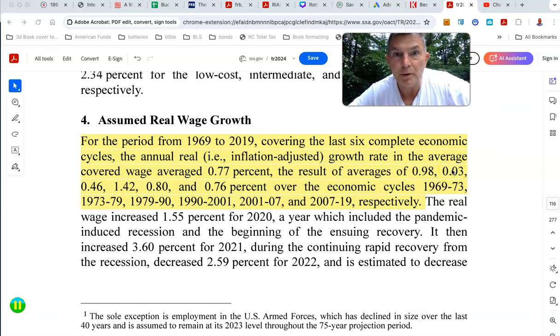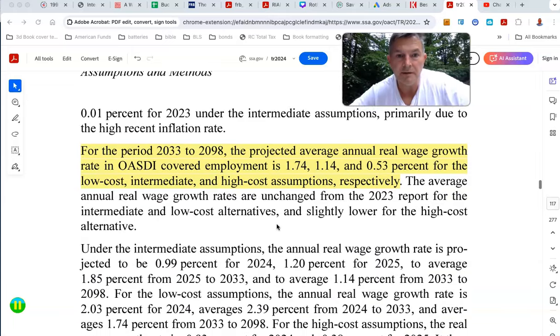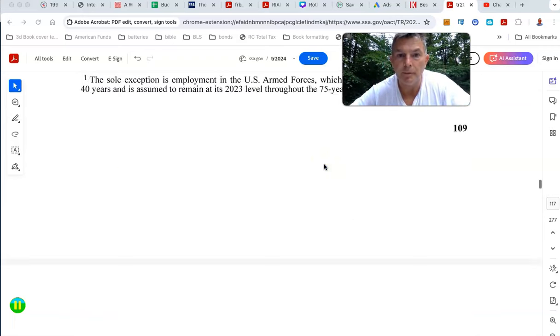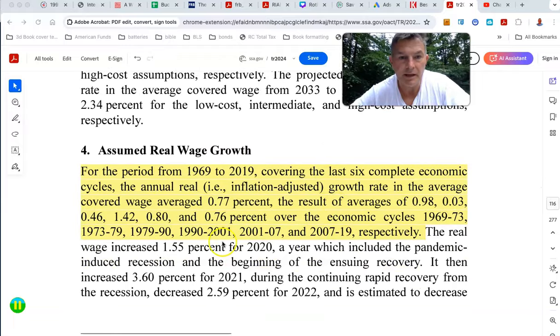Basically, your wages would barely keep up with inflation. Right there, that'd be under the Bush and Clinton years, the real wage was growing through the roof relative to everything else, which is why Clinton got reelected in 1996. For the period of 2033 to 2098, the projected average annual real wage growth for the intermediate assumption will be 1.14, which is interesting because you can see right here, it averaged only 0.77 since 1969 to 2019.